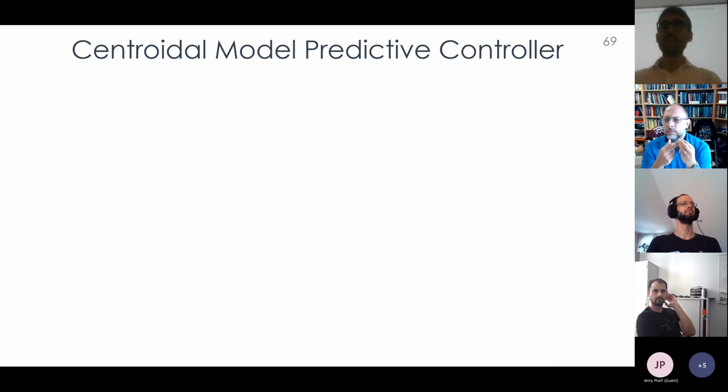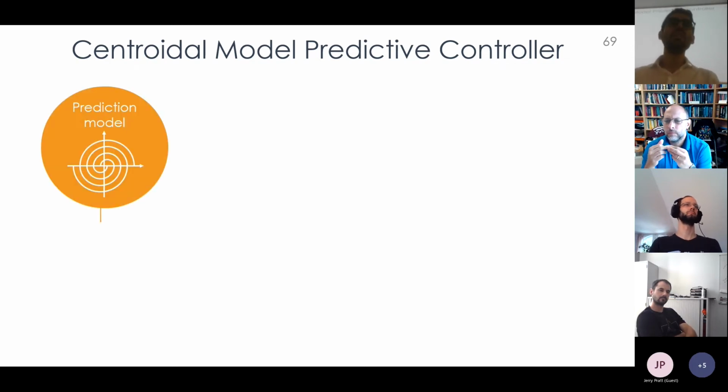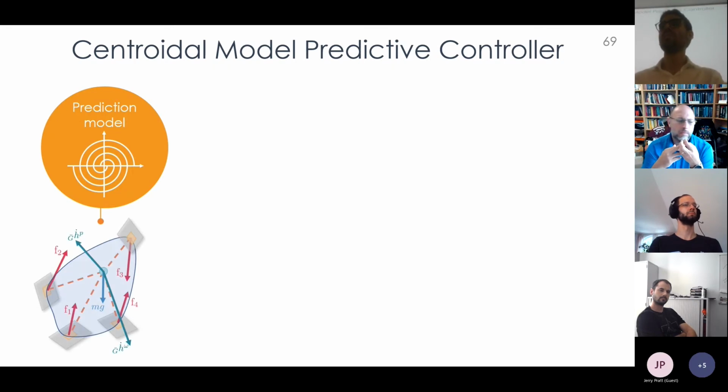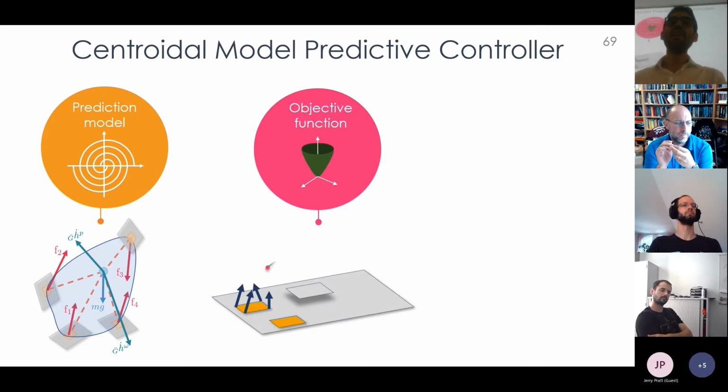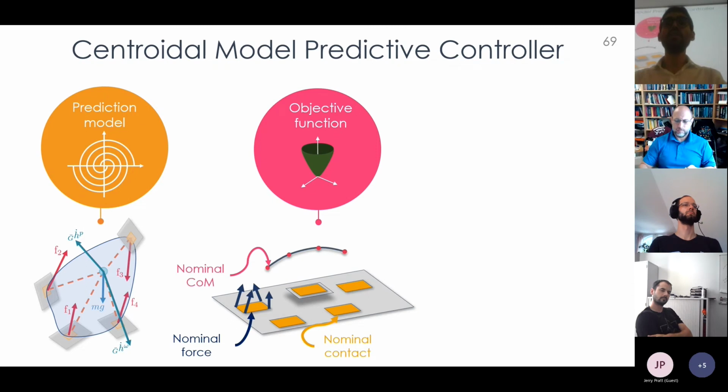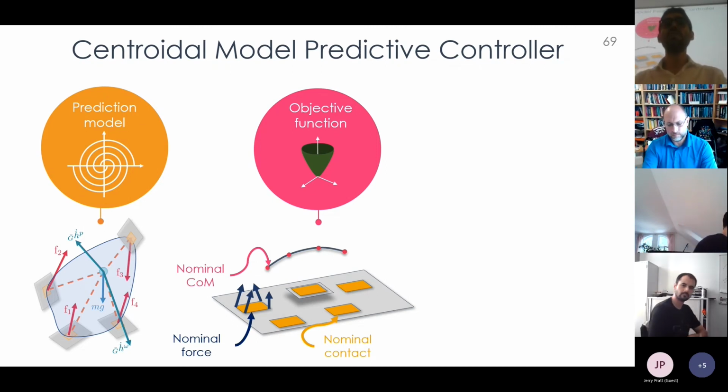In order to implement this controller, we exploit the model predictive controller strategy. This strategy requires three main ingredients. The first ingredient is the prediction model. As a prediction model, we consider the centroidal dynamics. We also have an objective function. So the idea here is to take the output of the footstep planner, and from that we can evaluate with some heuristic the nominal center of mass trajectory, nominal force, and nominal contact. And those quantities are used as a regularizer in the MPC.